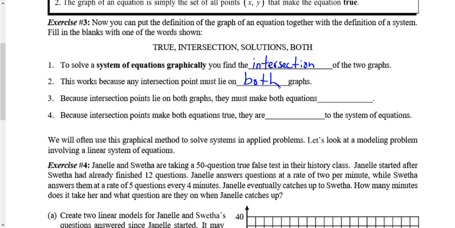Oh, and now we're cooking with gas. It's like I got the Valley chorus out here. They're all in unison there, singing together. Because intersection points make both equations true, they are what to the system? Solutions. Because they're true, they're false? What? Yeah. Who said that? Okay.